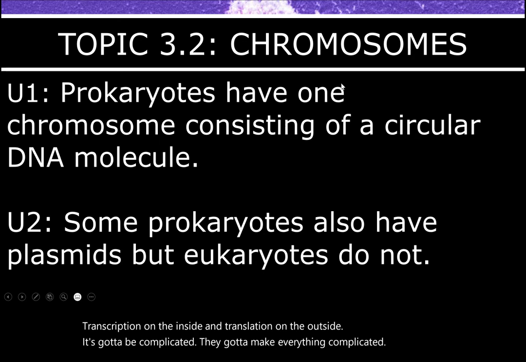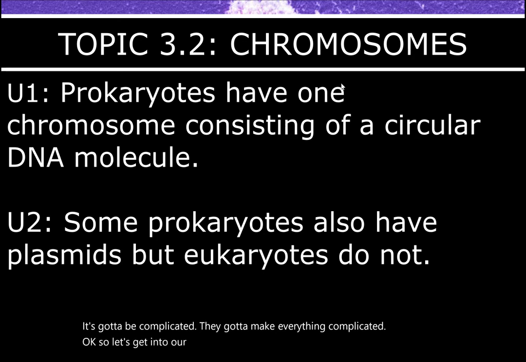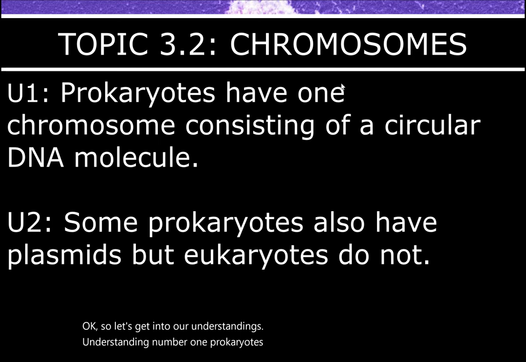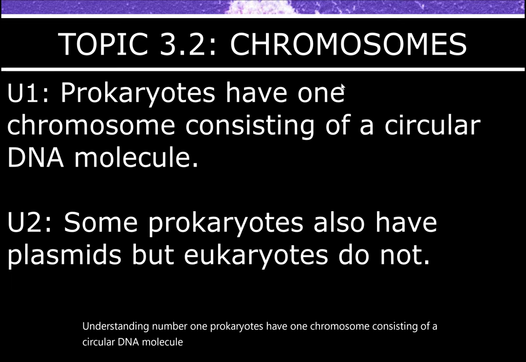Okay, so let's get into our understandings. Understanding number 1, prokaryotes have one chromosome consisting of a circular DNA molecule. Understanding number 2, some prokaryotes also have plasmids, but eukaryotes do not.